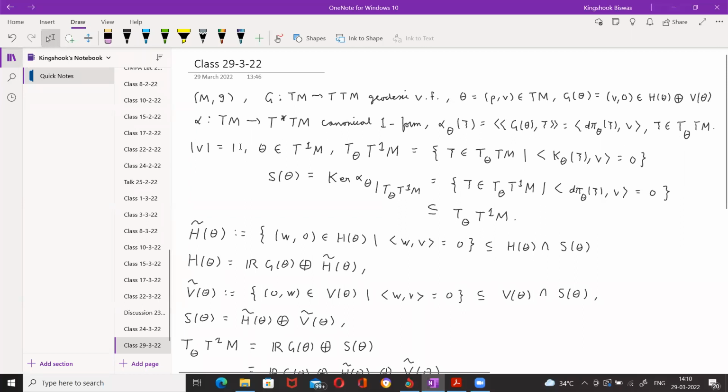We're looking at the unit tangent bundle, so we want mod V to be 1, so theta belongs to T1m. The tangent space to T1m at theta, as we saw last time, is the set of xi in T theta TM such that the inner product of K theta xi with V is 0, where K theta is the connection map.